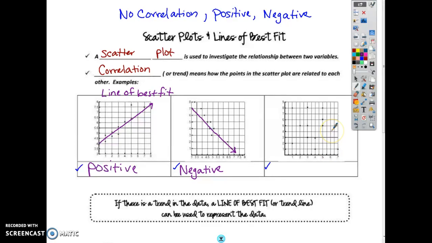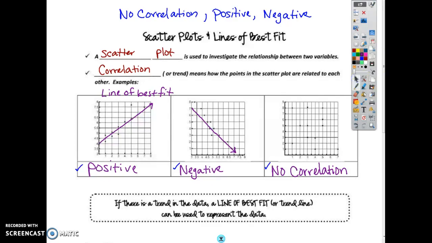They're scattered everywhere. It doesn't have a pattern. You don't know which way it's going. Is it going up? Is it going down? You don't know what's going to happen next. So this is no correlation. Okay? So that's what we're going to do today.